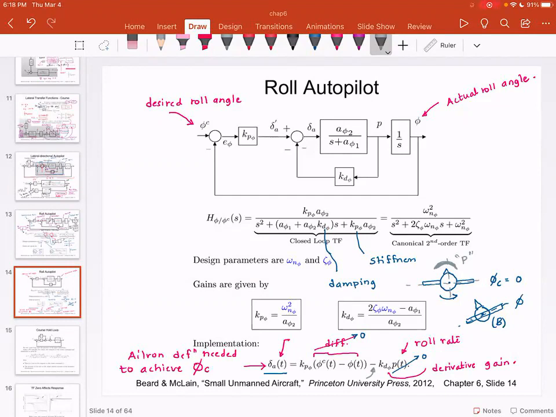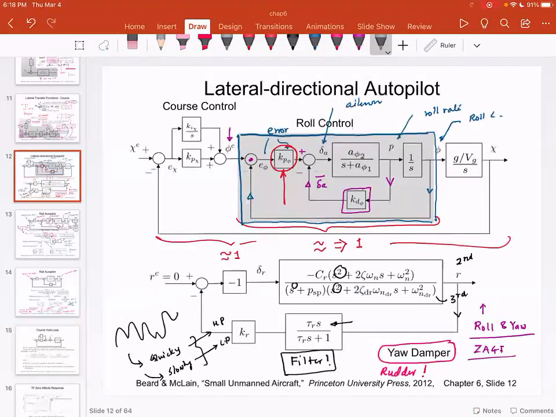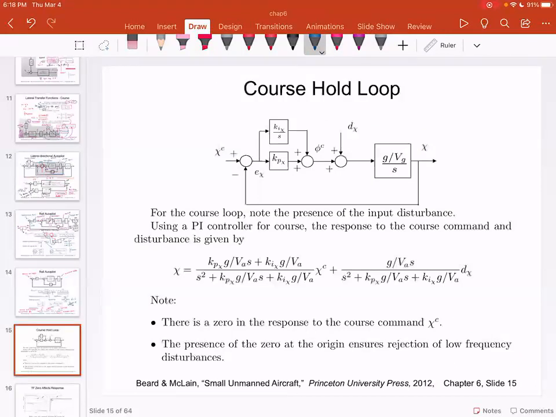And with this, we have closed the innermost loop of the roll control. So now we have controlled the roll. Now we want to go a step further and add the course hold loop. So again, it comes from here. We closed the loop, which is shaded, but now we need to focus on this loop, and this loop is separately discussed over here.